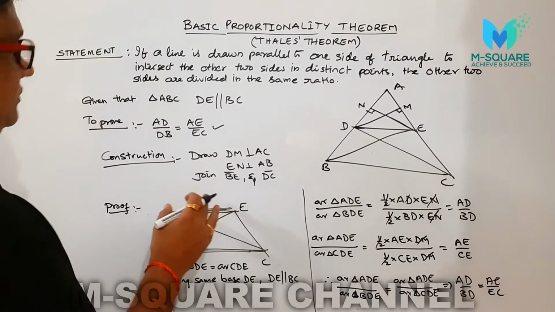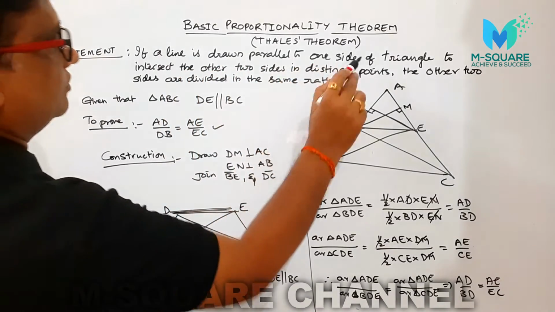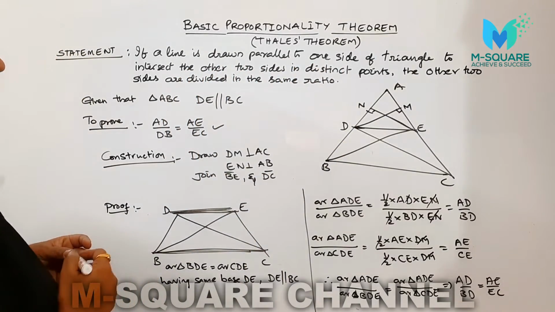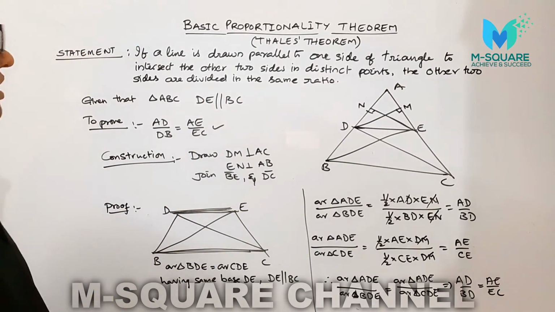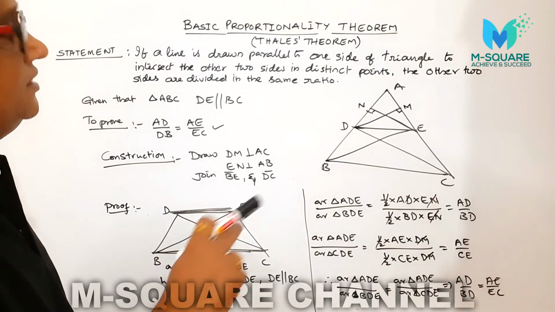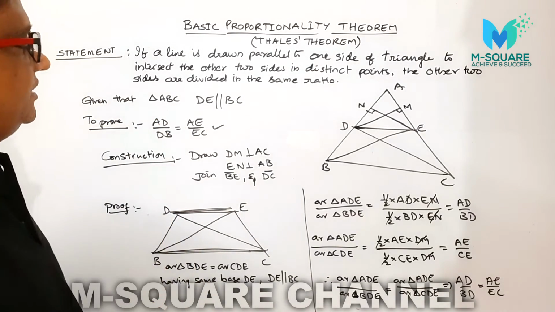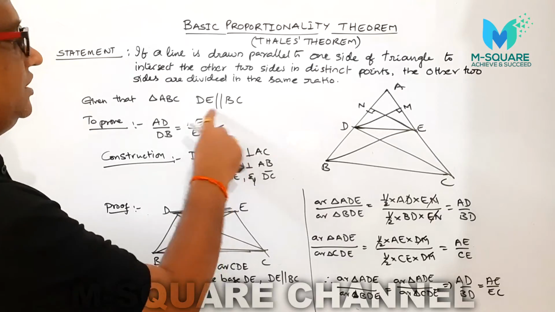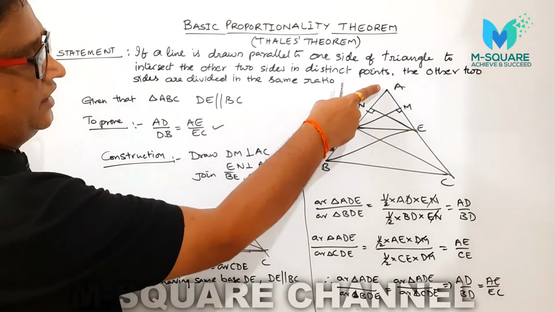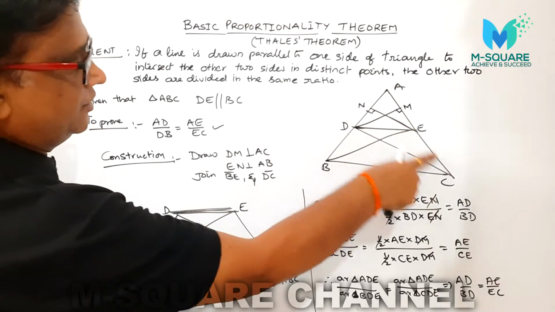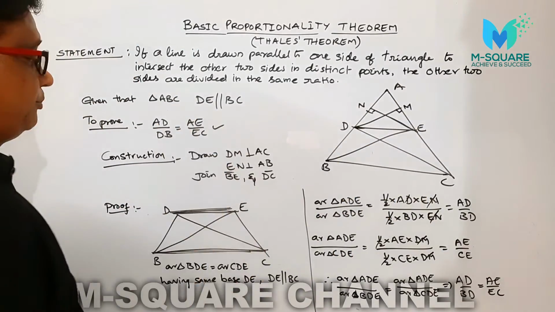So first of all, listen carefully. If a line is drawn parallel to one side of a triangle to intersect the other two sides in distinct points, the other two sides are divided in the same ratio. So let the given triangle be ABC, and DE parallel to BC. What are we going to prove? AD by DB equal to AE by EC.